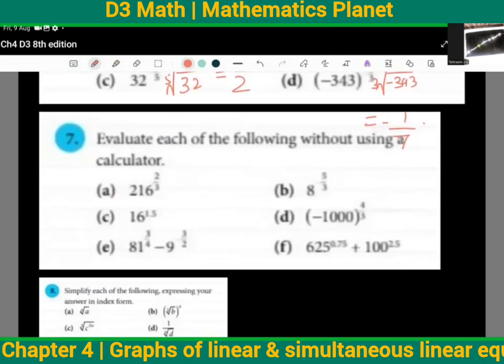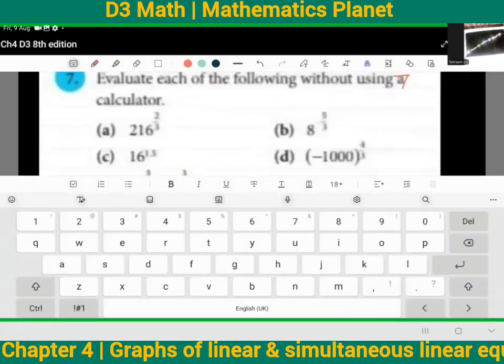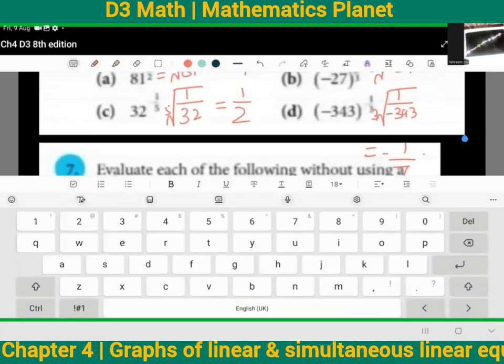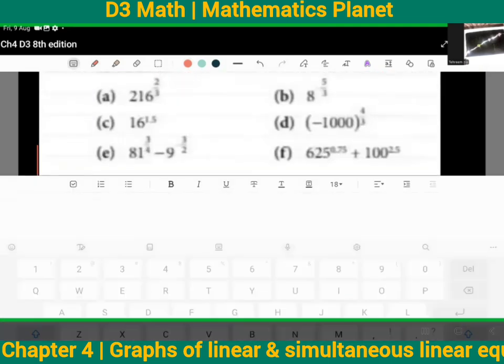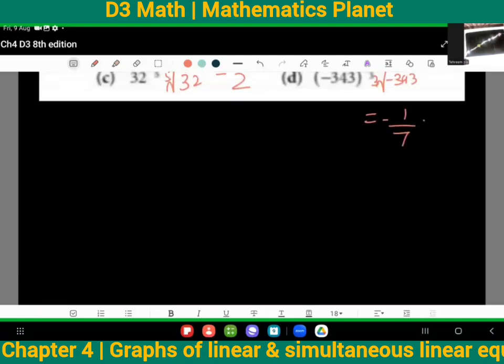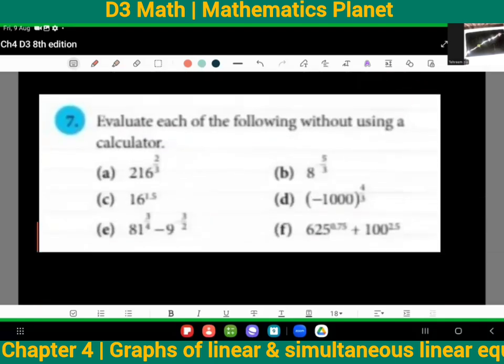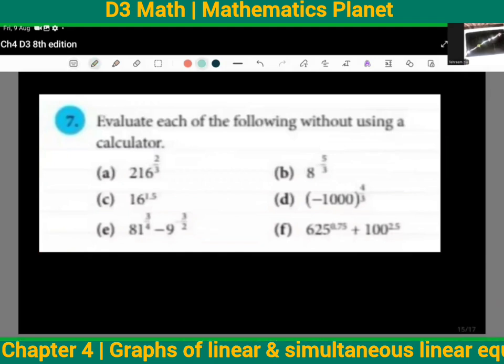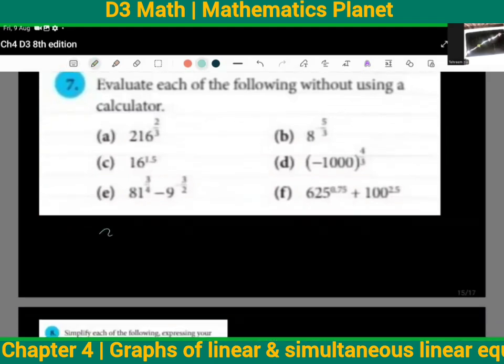Question number 7. Evaluate each of the following without using a calculator. Without using a calculator, questions have to be solved quickly. It is 216 to the power 2/3.